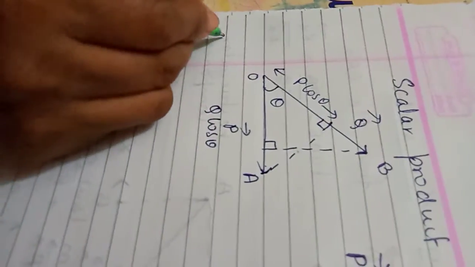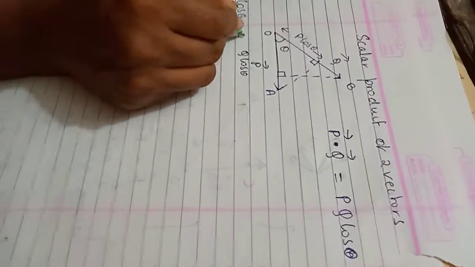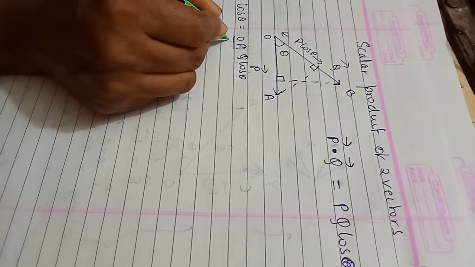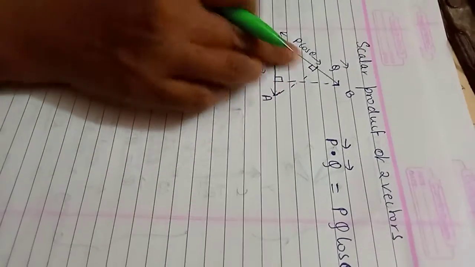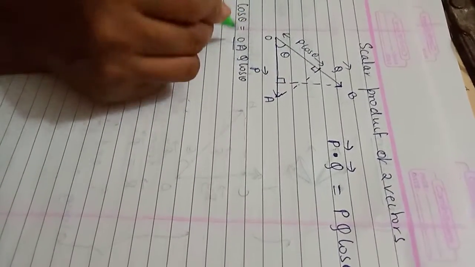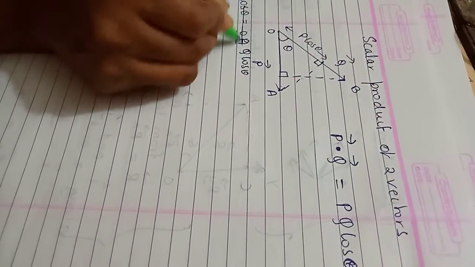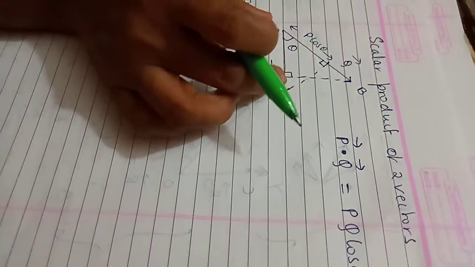From the right angle triangle, what is cos theta? It is opposite side, opposite side upon the, from this particular triangle. I mean to say, what is cos theta here? It is adjacent side upon the hypotenuse. One second. See here, this is P cos theta and this is Q cos theta.